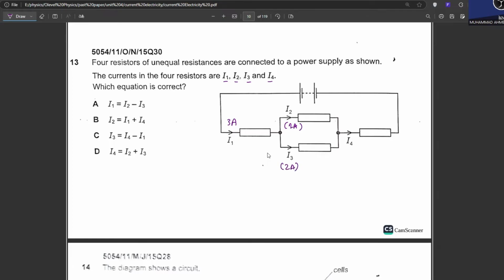Initially, if you have a higher current, let's say you arrive at this node with 3 amperes, this will get divided into two halves. Let's say 1 ampere and 2 ampere.